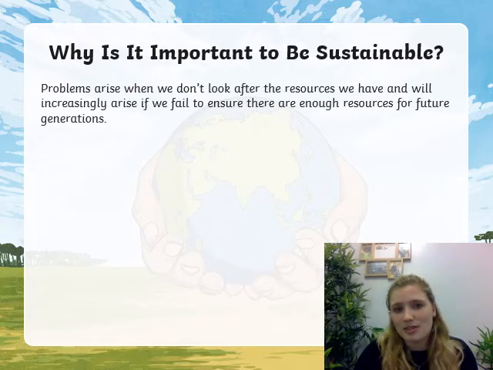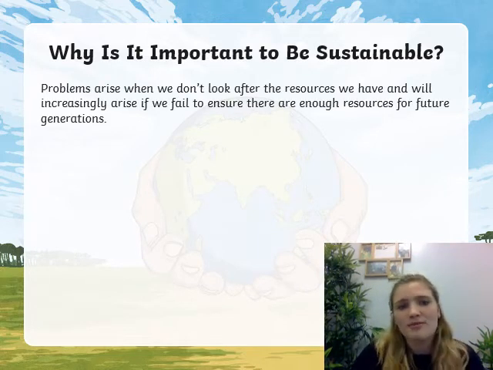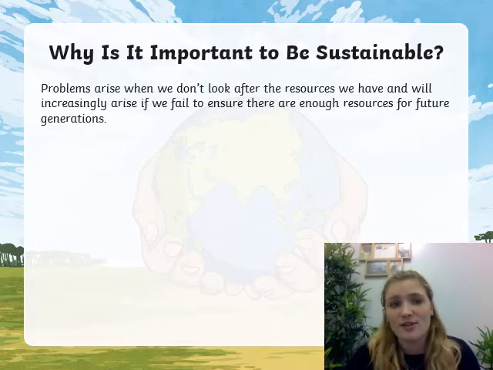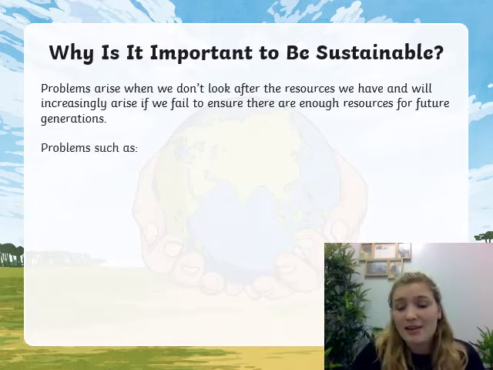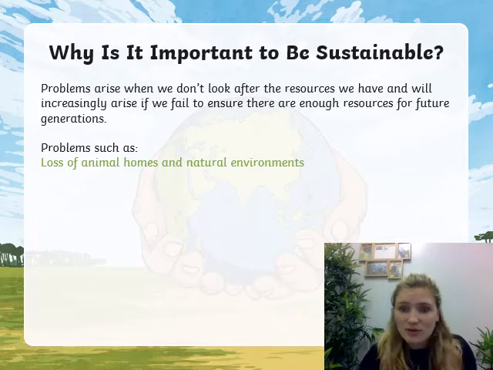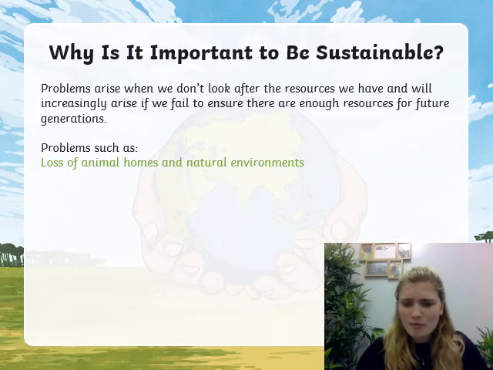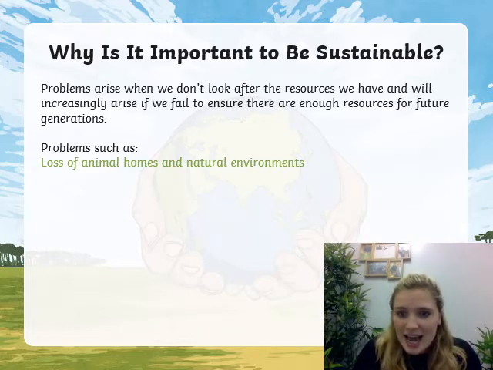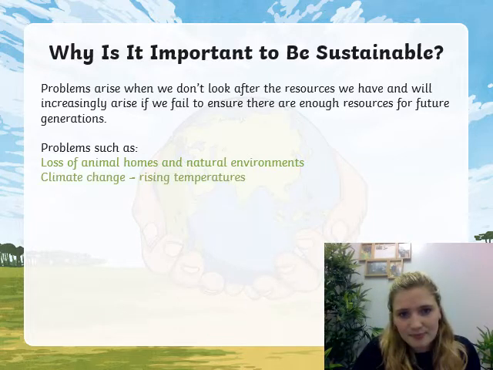So why is it important to be sustainable? So problems arise when we don't look after the resources we have, and will increasingly arise if we fail to ensure there are enough resources for future generations. Now the problems that will arise are things like a loss of animal homes and natural environments, because if we continue to keep cutting down trees, if we continue to keep ruining animals' homes and habitats, then obviously the animals will start to become endangered and eventually extinct.